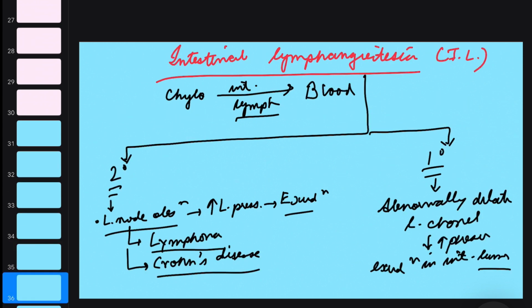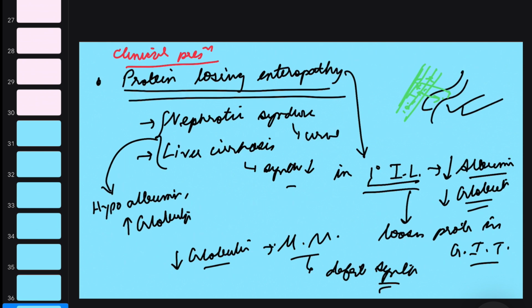Then we came to another entity, intestinal lymphangiectasia, which is basically what is happening here. Intestinal lymphatic channels are, for some reason, primary or secondary, obstructed, and hence there is exudation of this lymph into the intestinal lumen itself. It can be due to a secondary cause like some stone, like some lymph node obstruction itself, as we see in lymphoma, as we see in Crohn's disease, or it can be a primary cause, which is basically abnormally dilated lymphatic channels. What will happen over here is, this is protein losing enteropathy.